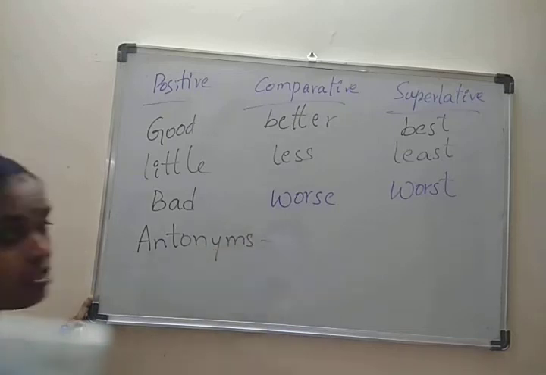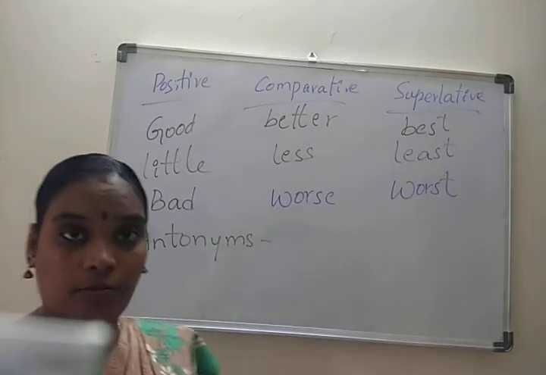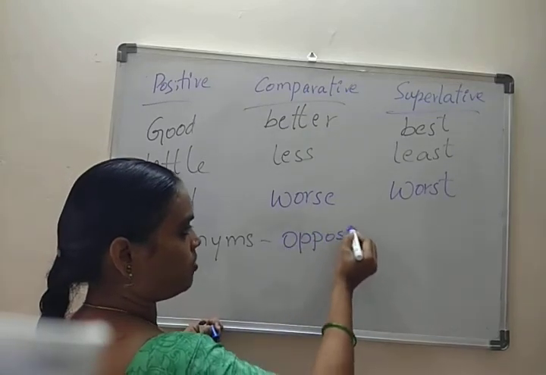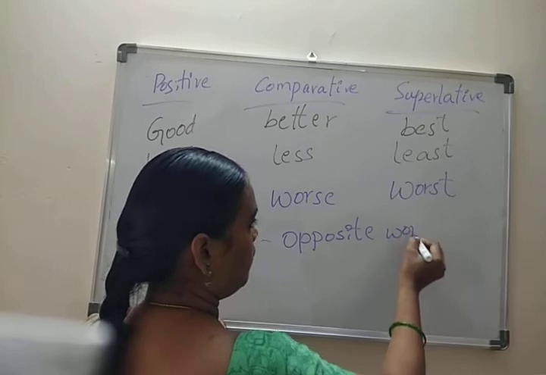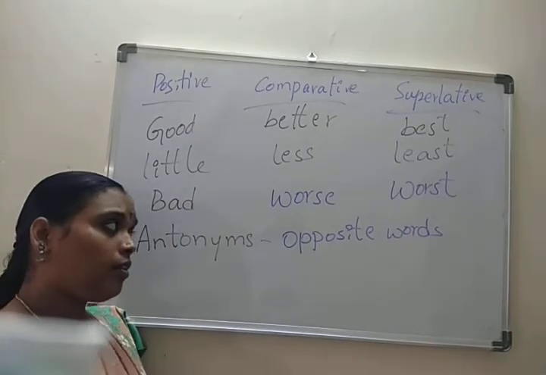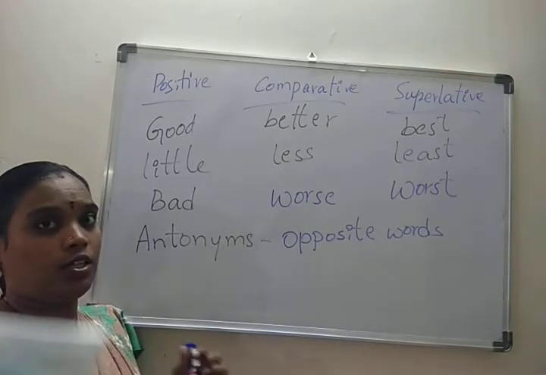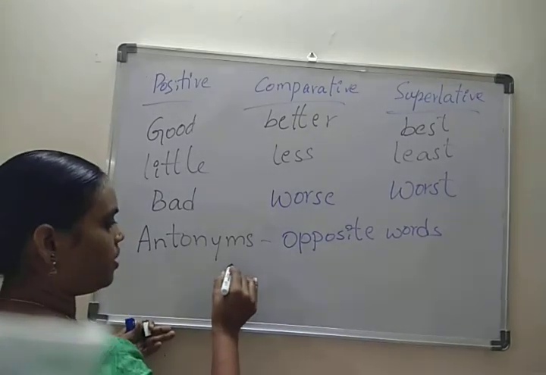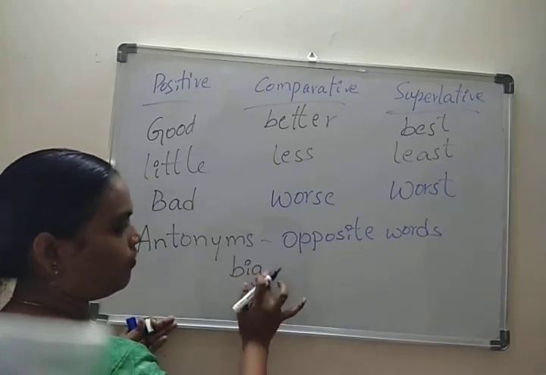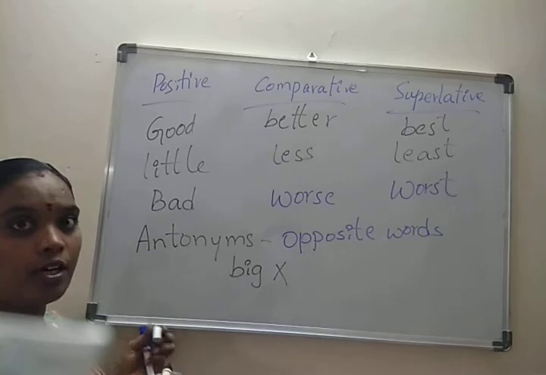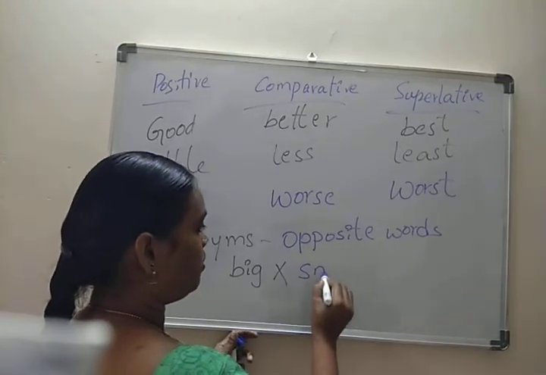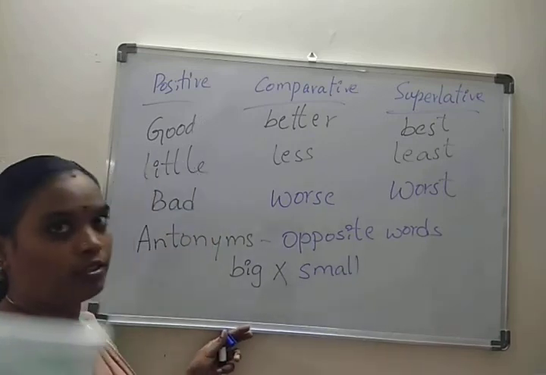Antonyms means opposite words. Here, how can we know that we are right? For example, an elephant is a big animal. What is the opposite? A rat is a small animal.